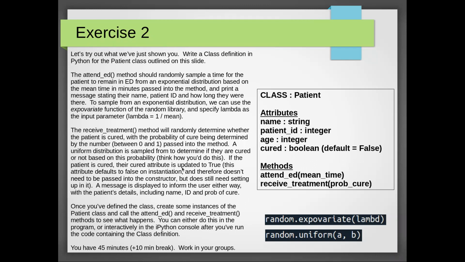And then once you determine whether they're cured or not, you get the method to print a message to the user to tell them either way, were they cured or weren't they, along with the patient's details: their name, ID, and probability of cure.